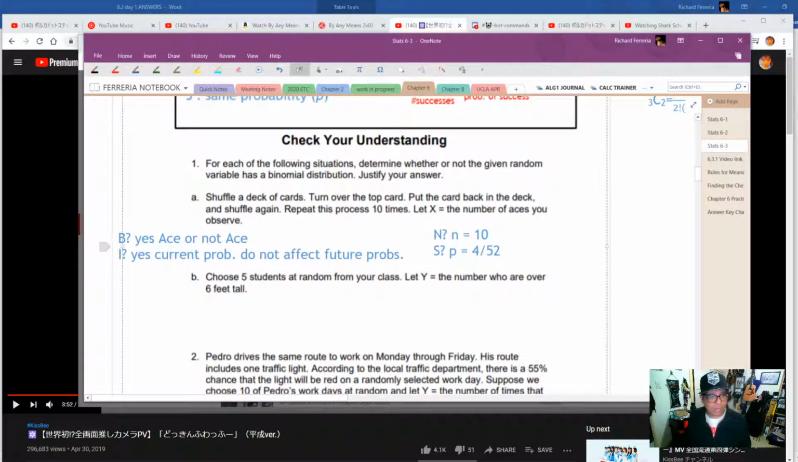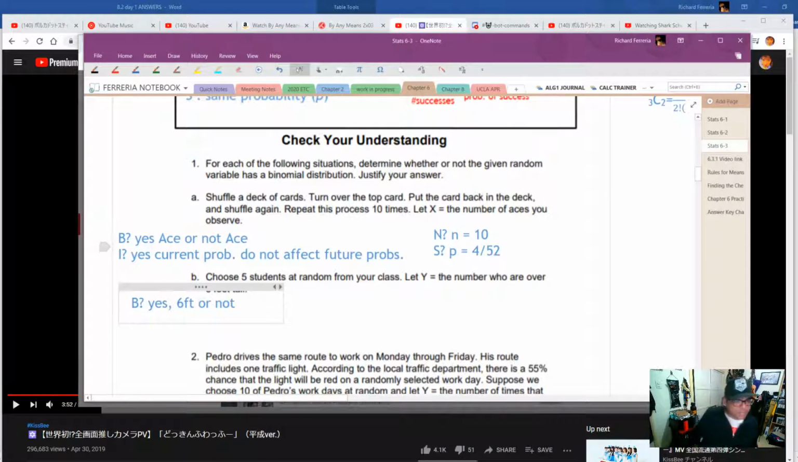Let's take a look at B. Choose 5 students at random from your class and let Y be the number who are over 6 feet tall. Are these binary outcomes? Yes, it is. Either the students are above 6 feet or they're not. Independent.